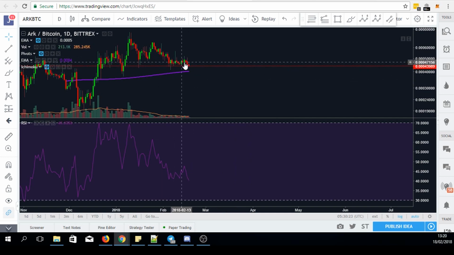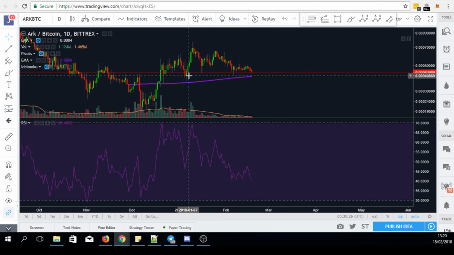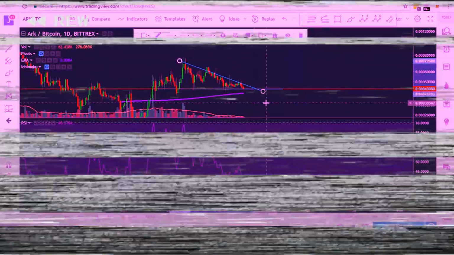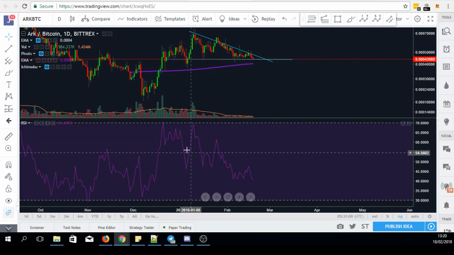Like this, we might be just catching, what does that look like? A little falling wedge? Could it be? A falling wedge that is breaking through right now? What do we got here? So that could be good. That's maybe what we're catching.